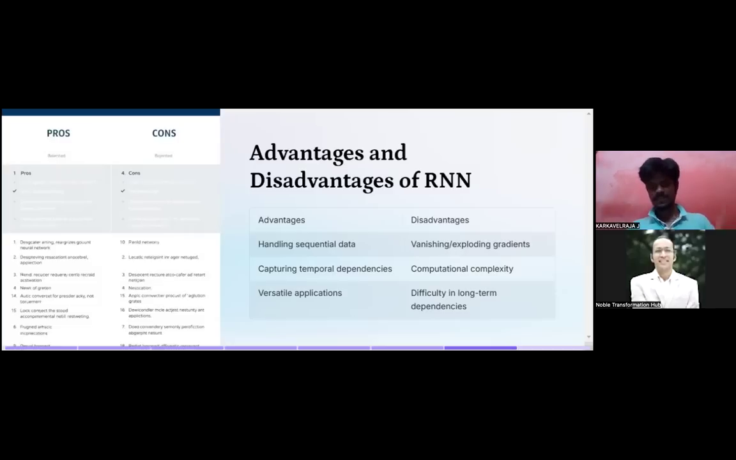What are the disadvantages? We have seen the vanishing and exploding gradient, which can be handled by LSTM and GRU, but that is one of the disadvantages of RNN. It is computationally complex: with millions and trillions of data points, it is computationally expensive because it needs to follow the sequence also. It is difficult with long-term dependency, because for the long term we hit exploding or vanishing gradients. So these are the advantages and disadvantages of RNN. Yes, sir, over to you.